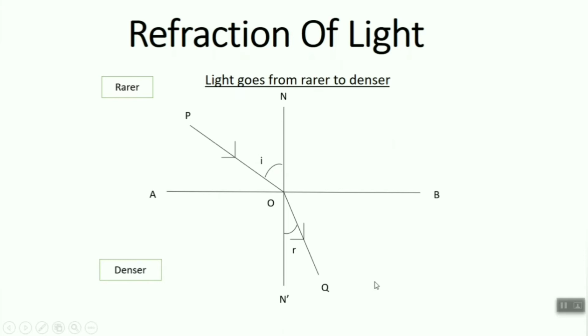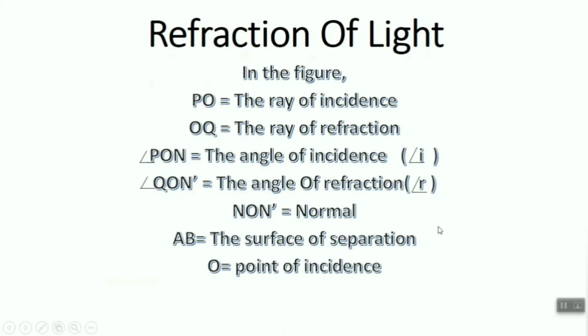So it happens, why? Because it is going from one medium to another medium. It is going from rarer medium to denser medium. So all the things you should know, how these are denoted, which one is what. I have written here PO, the ray of incidence, OQ is the ray of refraction, then PON is the angle of incidence, QON prime is the angle of refraction, and NON prime is the normal, as you have already seen. AB is the surface of separation, and O is the point of incidence.